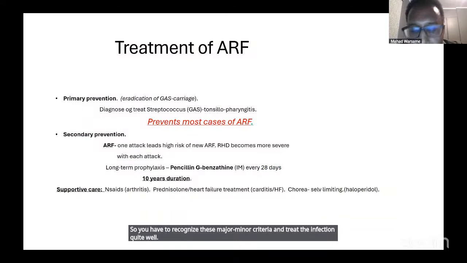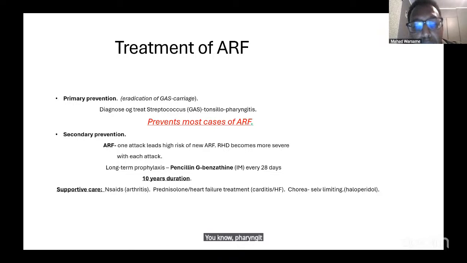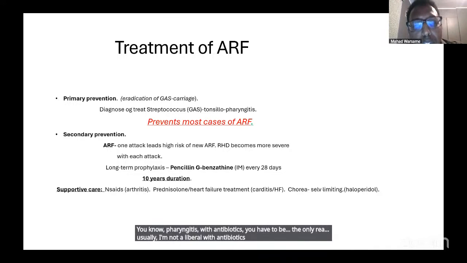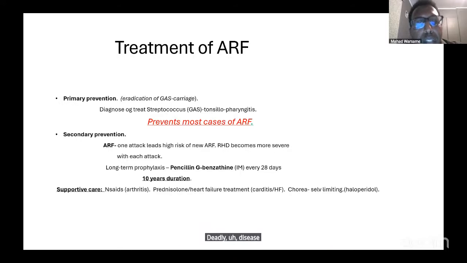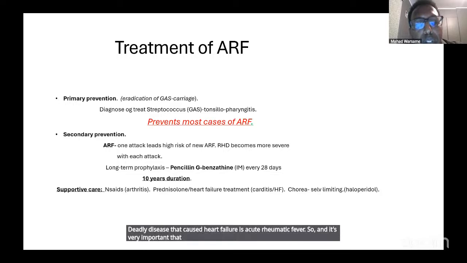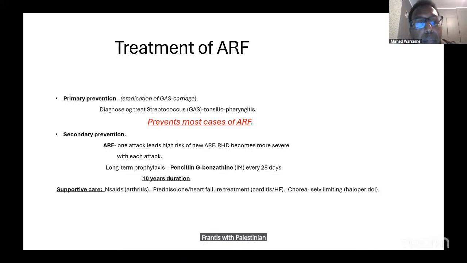The only way to prevent and reduce rheumatic fever is to treat pharyngitis with antibiotics. Usually I'm not liberal with antibiotics, but with this one, I think every general practitioner should be liberal with giving antibiotics, because you're preventing a very deadly disease that causes heart failure. It's acute rheumatic fever. And it's very important that all the general practitioners are really aware of this disease, and they treat pharyngitis with penicillin liberally.